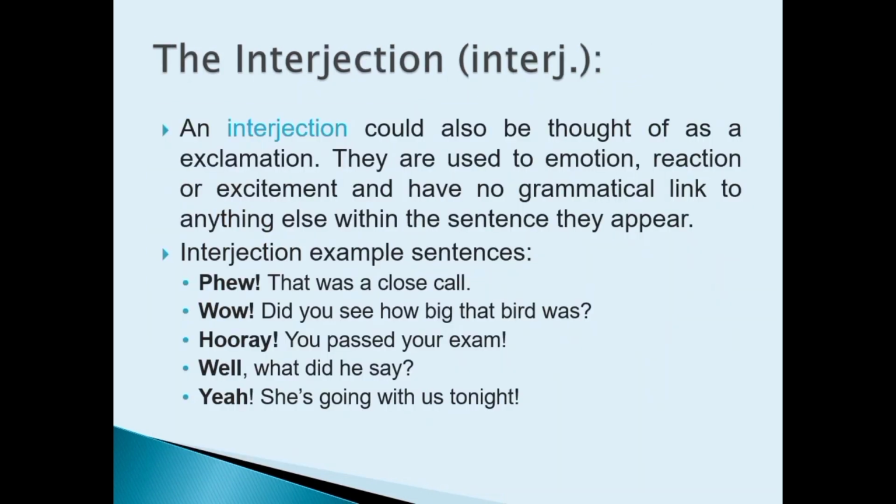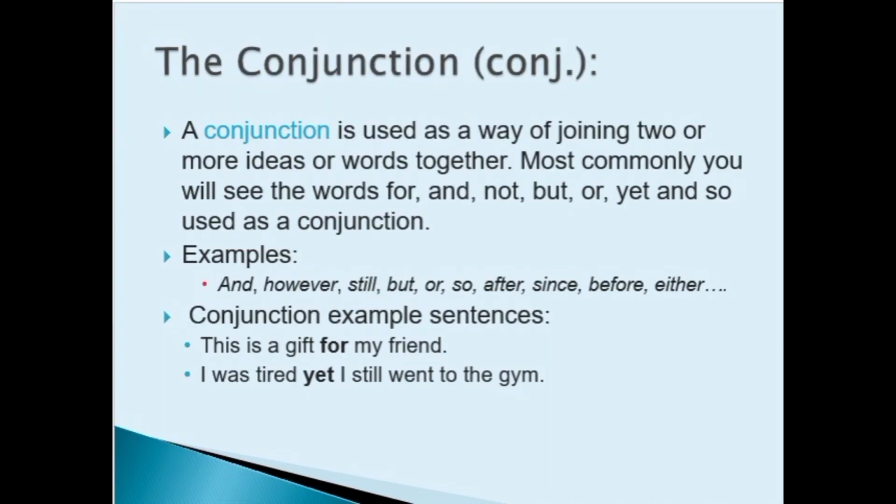An interjection could also be thought of as an exclamation. They are used to express emotion, reaction, or excitement and have no grammatical link to anything else within the sentence in which they appear. Interjection example sentences. Phew, that was a close call. Wow. Did you see how big that bird was? Hooray, you passed your exam. Well, what did he say? Yeah, she's going with us tonight. In these sentences, phew, wow, hooray, well, and yeah are the interjections.